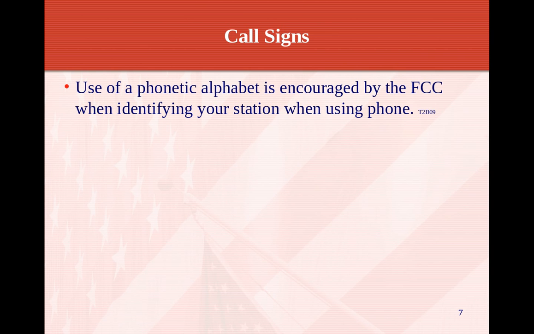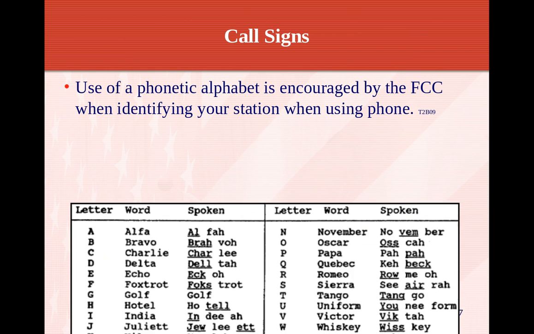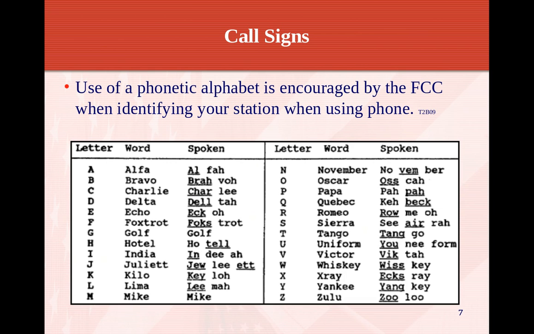The use of the phonetic alphabet is encouraged by the FCC when identifying your station when using phone. So here's the standard phonetic alphabet: A Alpha, B Bravo, C Charlie, D Delta, E Echo, F Foxtrot, G Golf, H Hotel, I India, J Juliet, K Kilo, L Lima, M Mike, N November, O Oscar, P Papa, Q Quebec, R Romeo, S Sierra, T Tango, U Uniform, V Victor, W Whiskey, X X-Ray, Y Yankee, and Z Zulu.